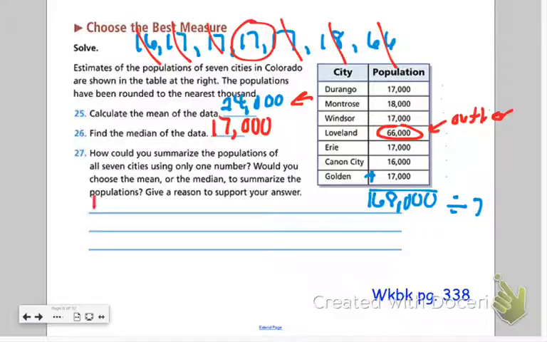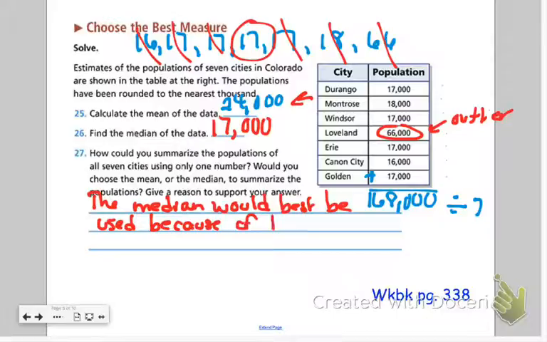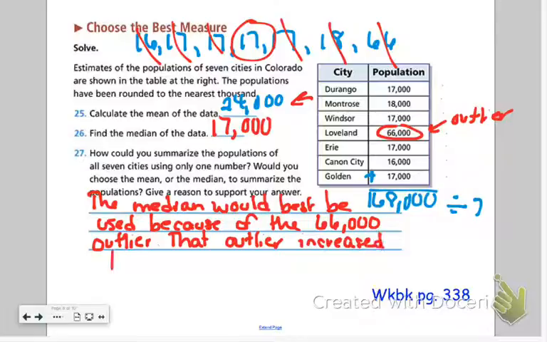So let's see. The median would best be used because of the 66,000 people outlier. That outlier increased the size of the mean. So I think the median would be better because of that outlier.